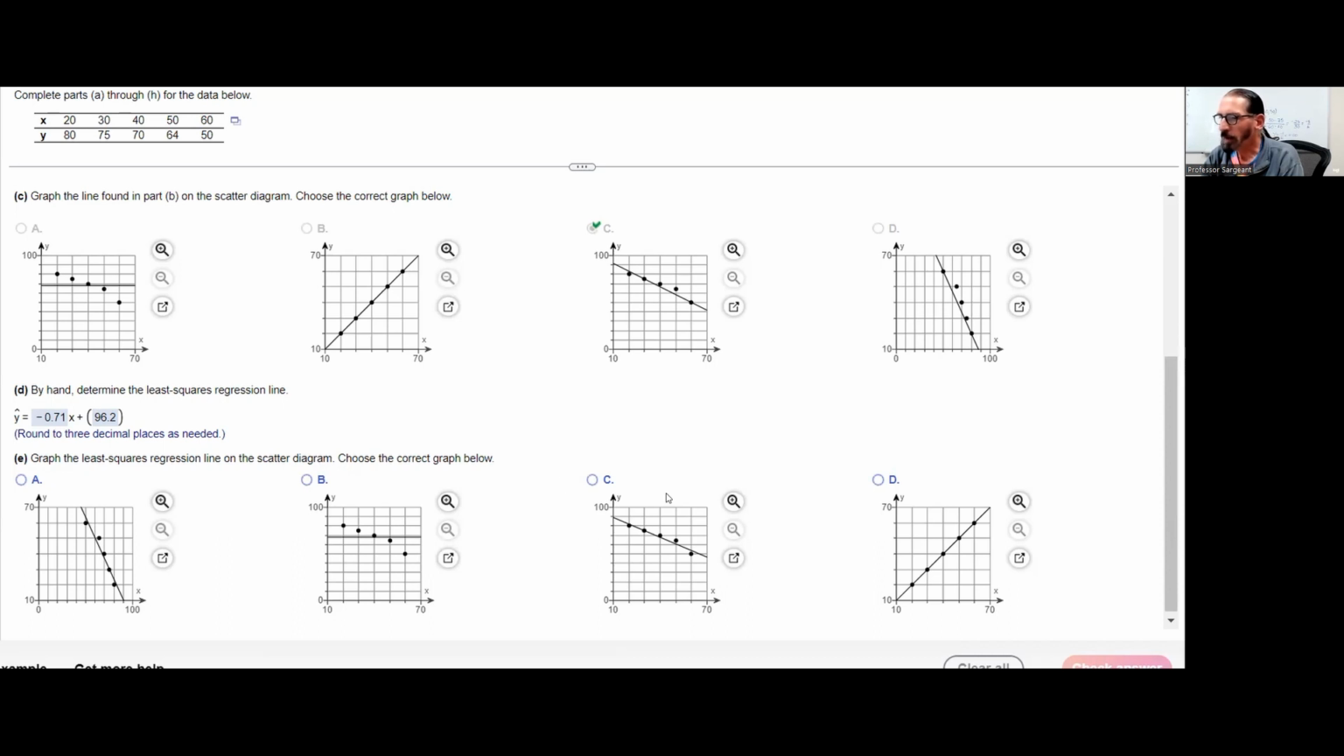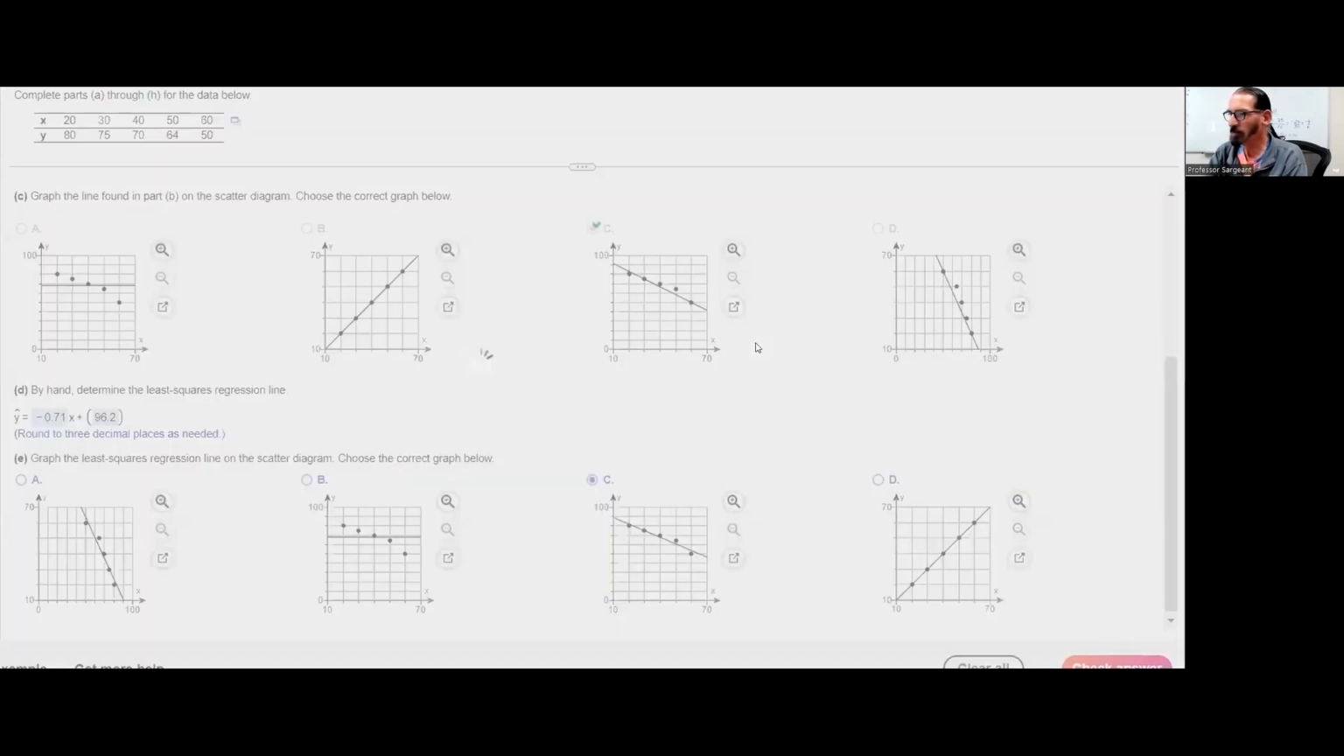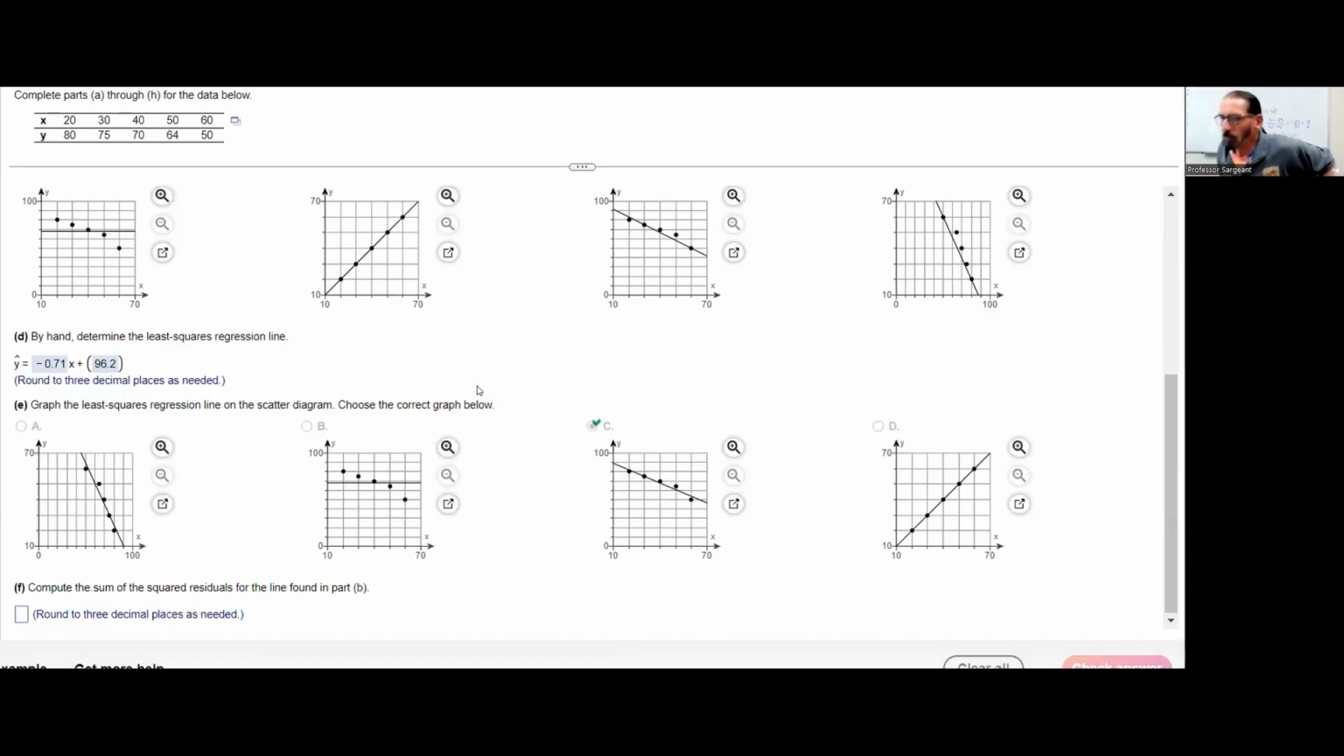So either A or C. I'm going to go with C again because of the similarity in the labeling of the x-axis from 10 to 70 and in the y direction from 0 to 100. The scatter plot looks pretty similar to what I see up here. And what I was saying about some points above, some points below, let's see if I remember that correctly. It looks like we're good. Okay.